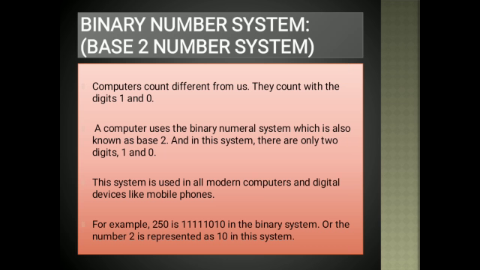Binary number system. They count with the digits 1 and 0, and these are the most significant and simple numbers used by computers, and this is also known as the base 2 number system, and this is used in all modern computer digital devices. An example is if we convert a decimal to binary, such as 250 as a decimal number, then its conversion into the binary system is 11111010.